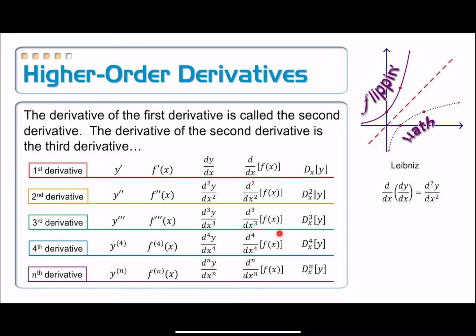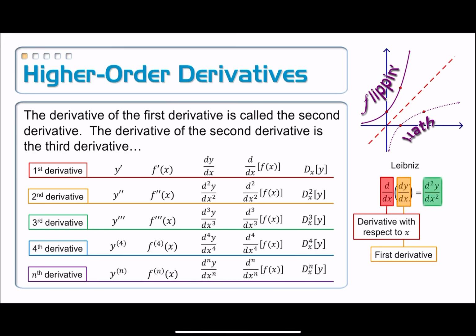And here you can see it in terms of some generic function f of x. And then the last column there is the Euler notation, where that d means take the derivative with respect to x of some function inside here. You want the second derivative? Just put a superscript with a 2, a third derivative, a fourth derivative, and so on. All right, so back over here in the margin, we've got the derivative with respect to x of the derivative of y with respect to x, that's the first derivative, is going to give us this second derivative.